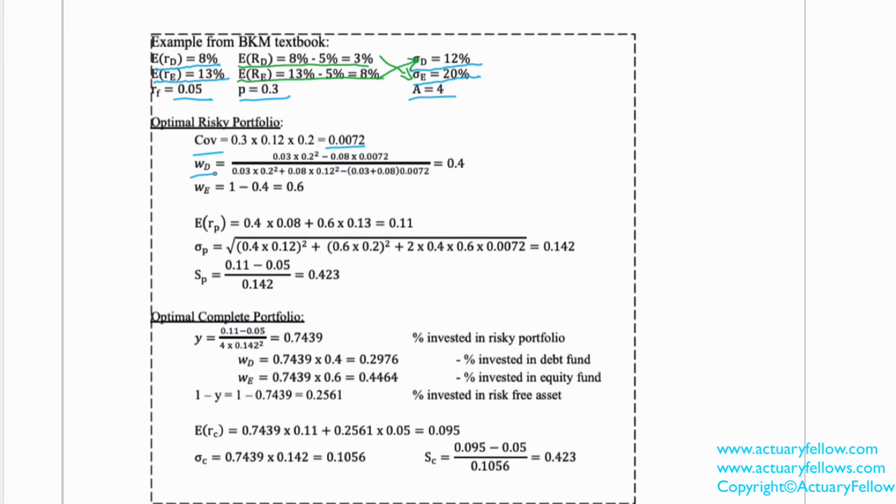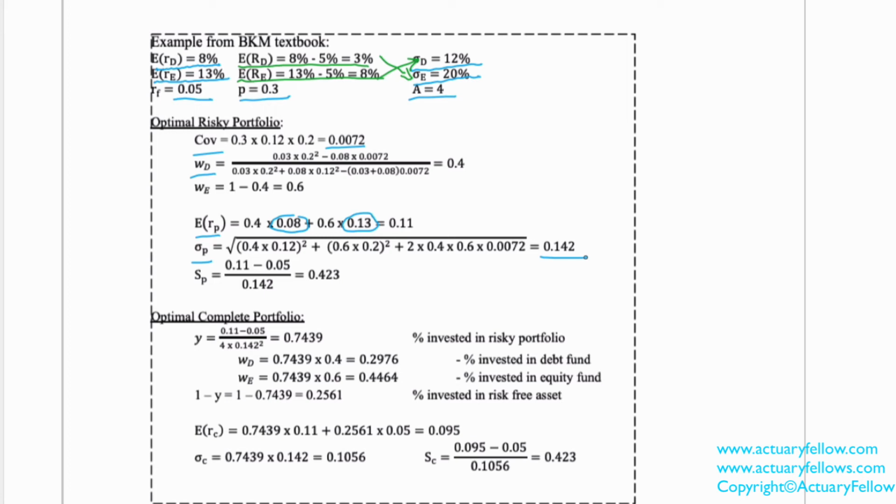The expected return of the optimal risky portfolio, RP, is the weighted average of the component returns. Make sure to use the lowercase r expected return. A common mistake is to use the excess return. Sigma p is the standard deviation of the optimal risky portfolio. Using the variance formula, we get 0.142.